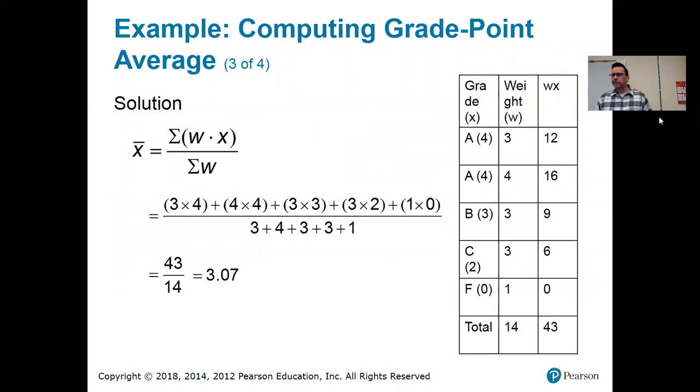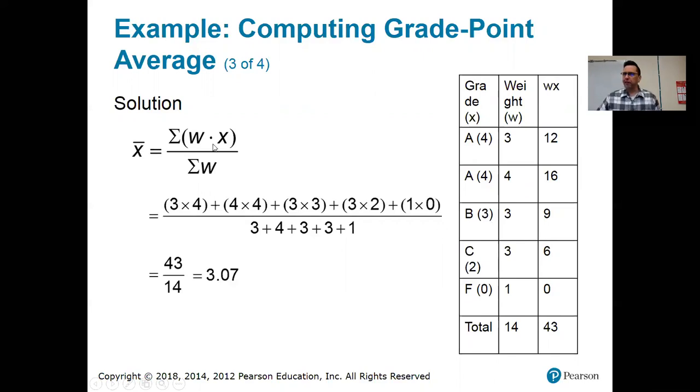So here are the grades listed along with the quality points. Here is the weight of each grade. And then what I'm going to do is multiply each grade by its weight. So 4 times 3 is 12. 4 times 4 is 16. 3 times 3 is 9. 2 times 3 is 6. 0 times 1 is 0.